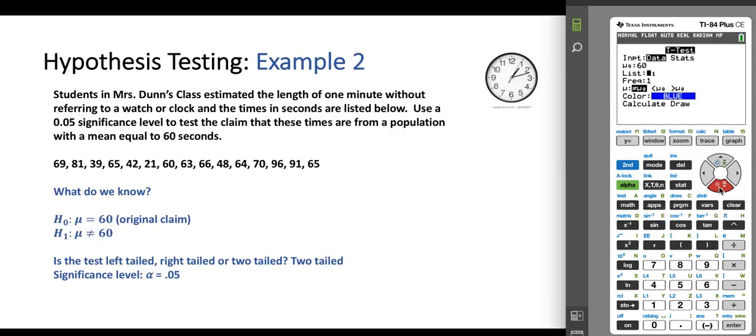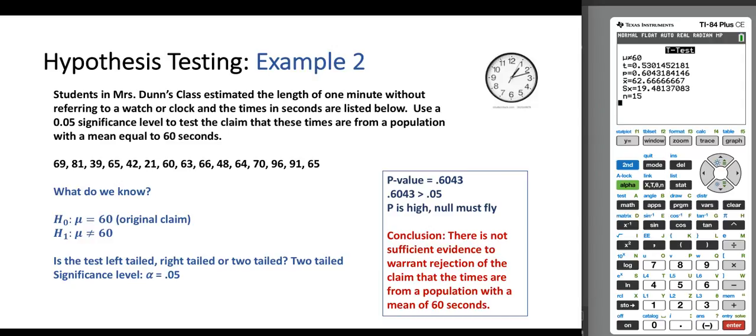We put this information in as a list of data. So that list went into list 1, if you remember. So that's what I'm going to put here. The frequency should stay 1. This is a two-tailed test. And then we'll press Calculate. And the p-value is 0.6043.